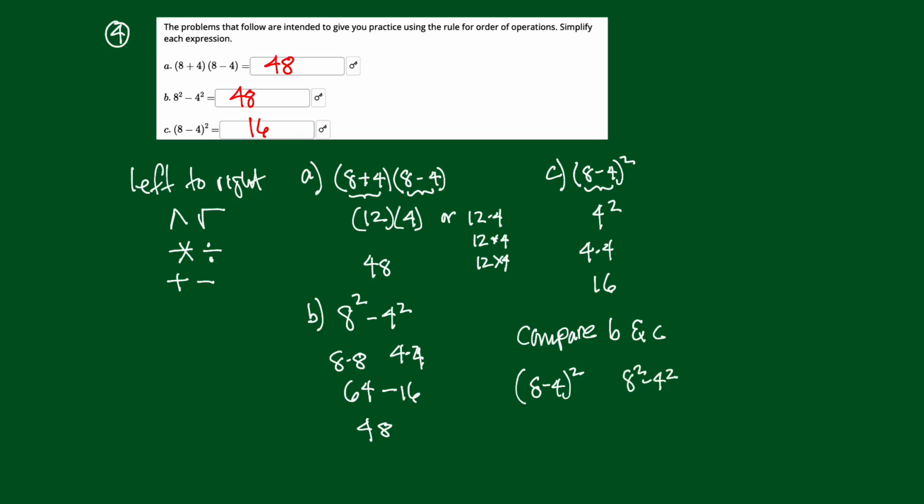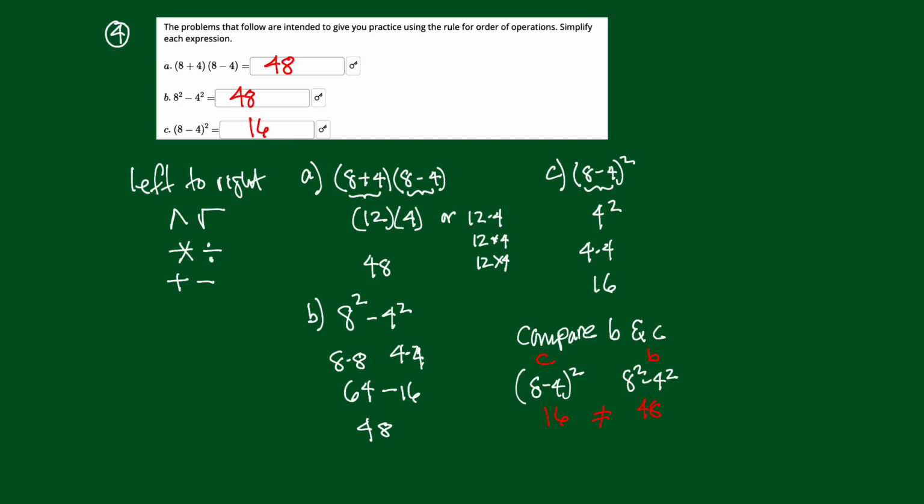All right, so this one here is C. This one over here is B. Now you can see that this one here, C, we got a 16. In B, we got 48. And clearly 16 is not equal to 48.